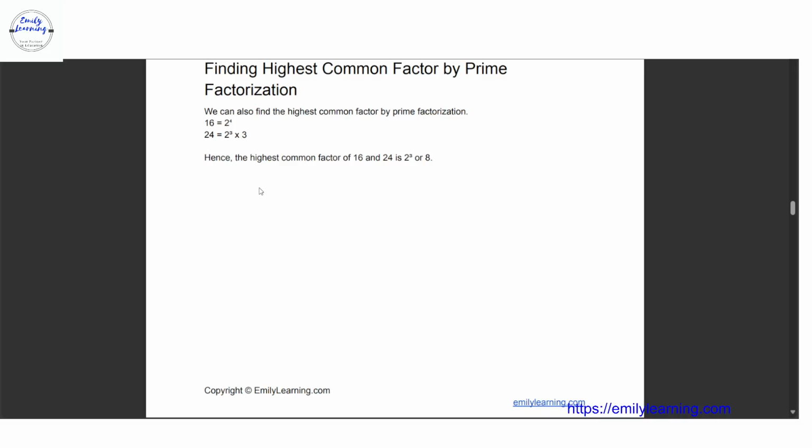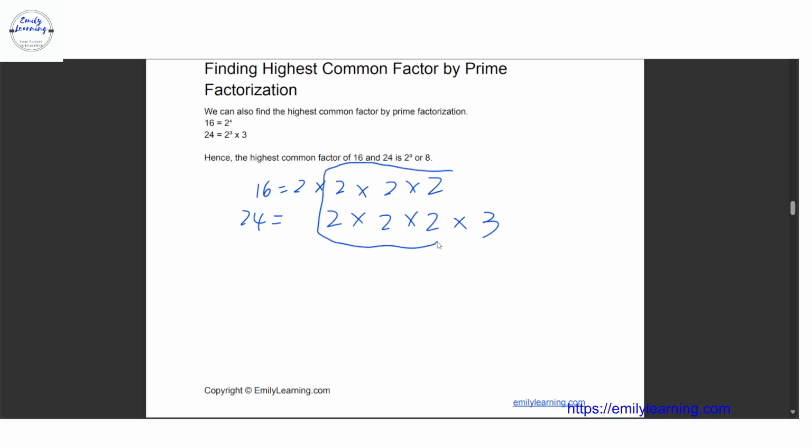When we are looking at common factors, we want something that is common to both of them. So 2 to the power of 4 can be written as 2 times 2 times 2 times 2, while 24 is 2 cubed times 3, so it's 2 times 2 times 2 times 3. So we know that 2 times 2 times 2 is common to both 16 and 24. Therefore, the highest common factor of both 16 and 24 is 2 cubed.